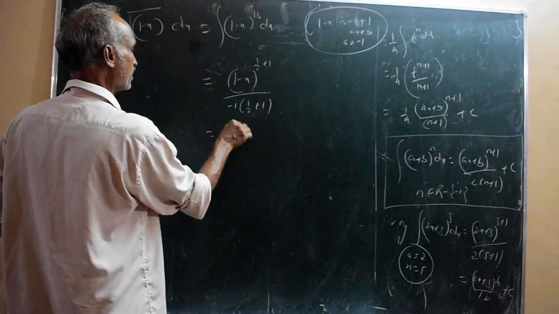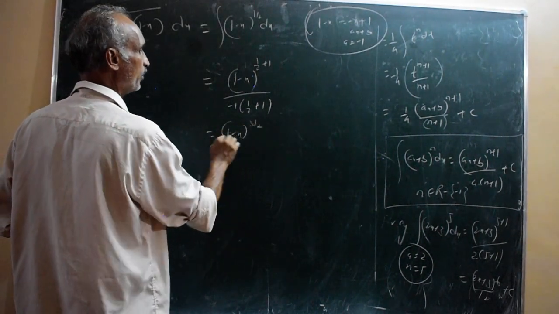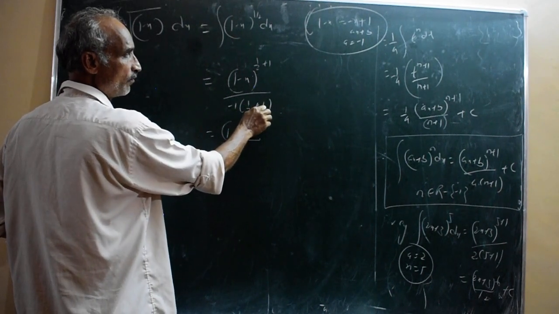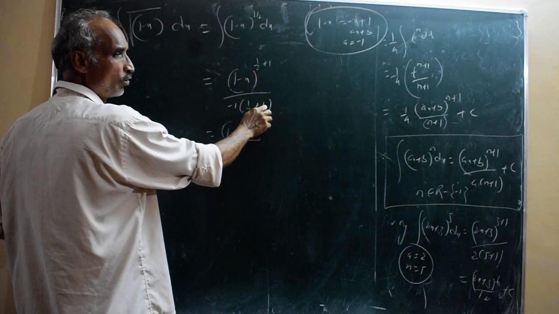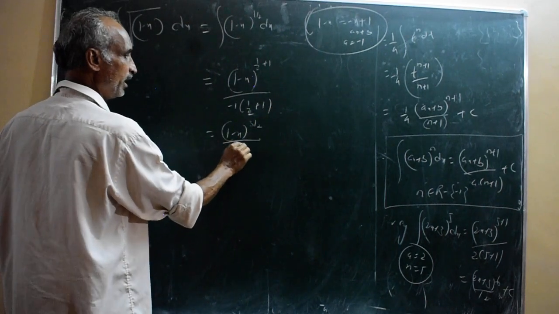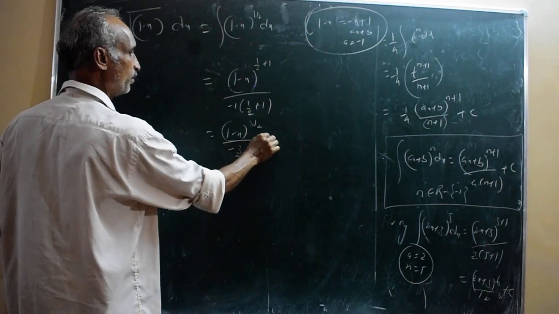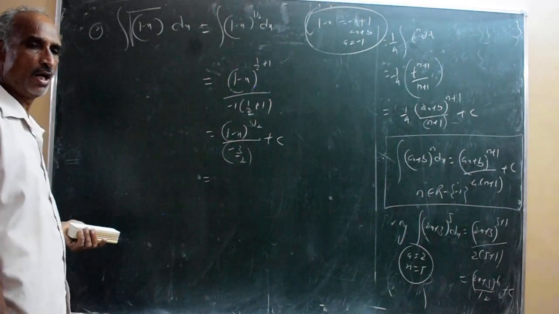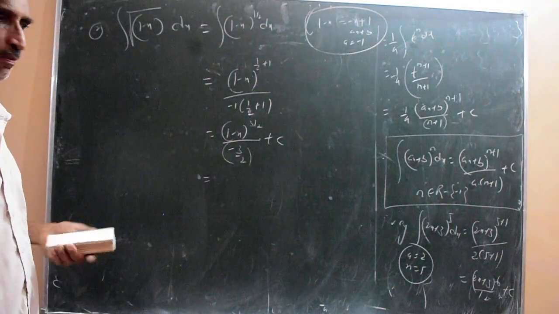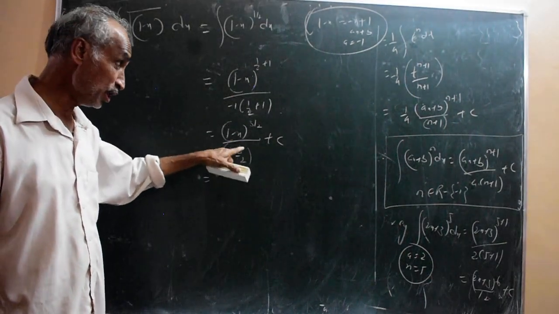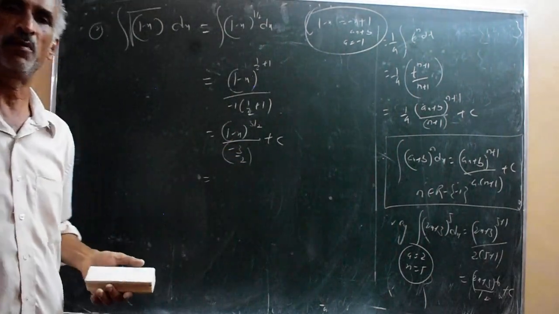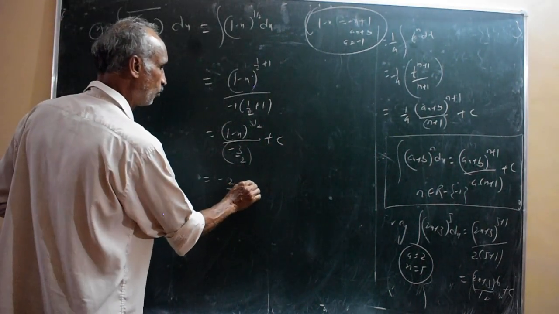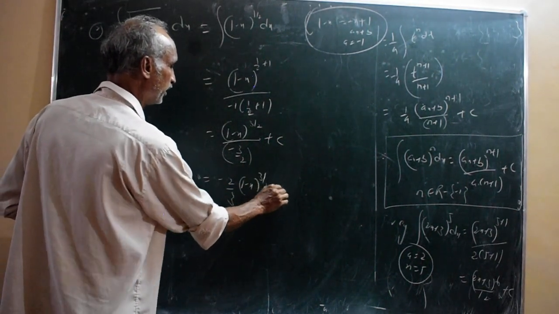That's equal to (1 minus x) raised to half plus 1, which is 3 by 2, upon half plus 1, which is 3 by 2. LCM: 1 plus 2 is 3, 3 whole divided by 2, minus 3 by 2. Now multiplication is taken. a upon b divided by c by d equals a by b into c by d, taking the reciprocal d by c. Therefore it is minus 2 by 3 into (1 minus x) raised to 3 by 2 plus c.